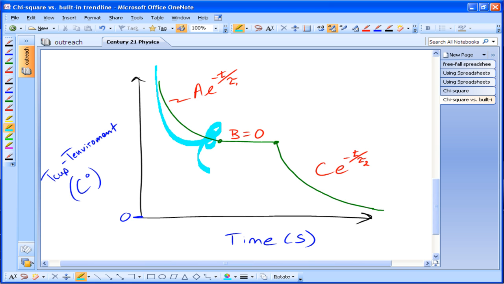This has been a tutorial on using chi-square to fit data using a spreadsheet. If you'd like to see us fit a periodic function using chi-square, stay tuned for video 4.2.